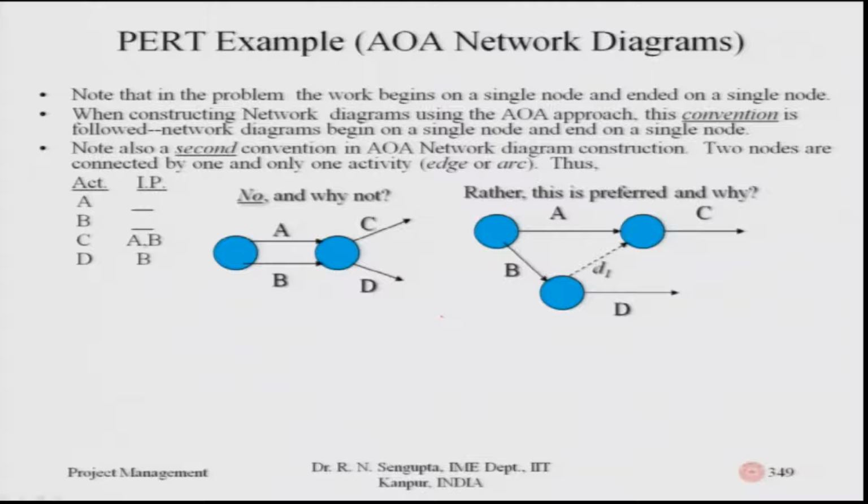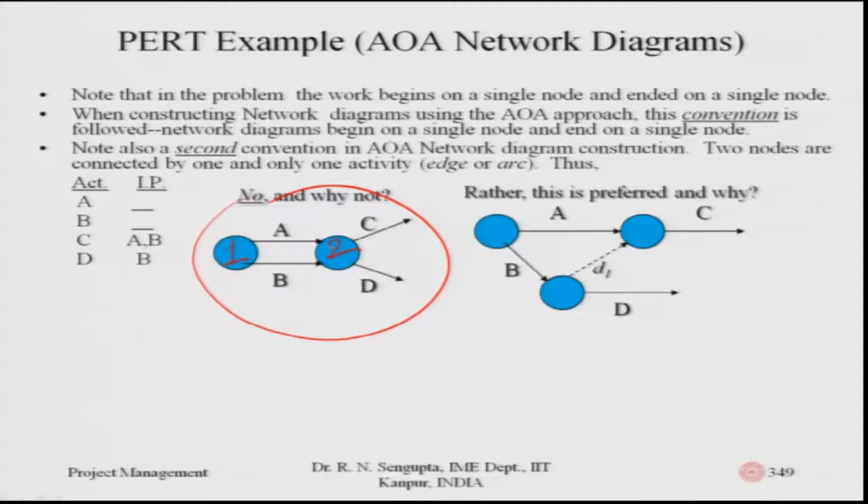So, when constructing the AOA and AON, we should be careful. If you see the first diagram which I am trying to highlight now, it has two different arcs, A and B, going between node 1 and 2, which is not marked, and I am trying to mark it for your convenience. So, this is not allowed, because here it would mean that two activities have the same start and the same finish, which is not allowed.